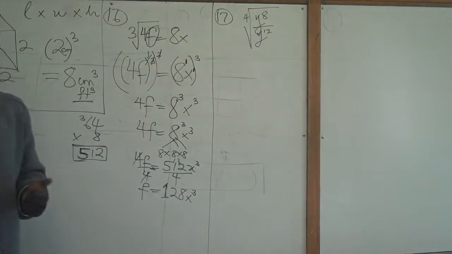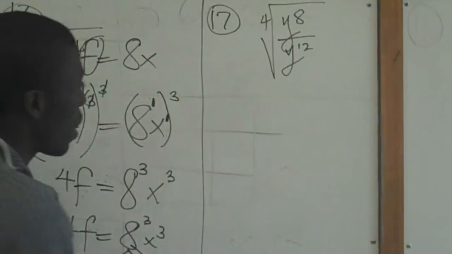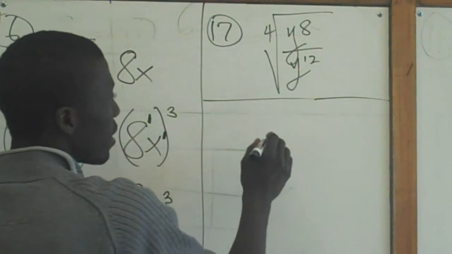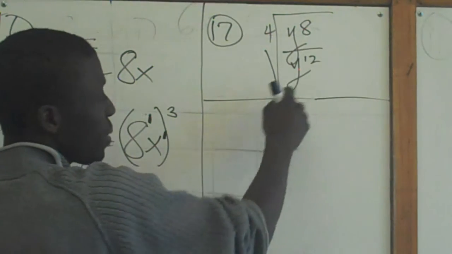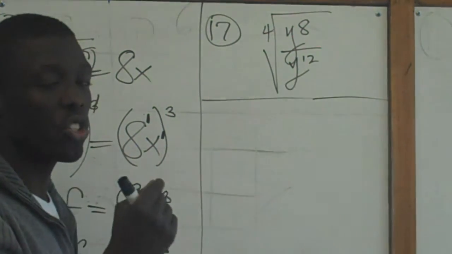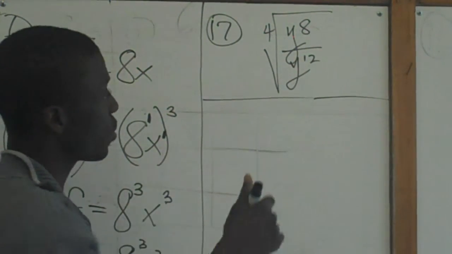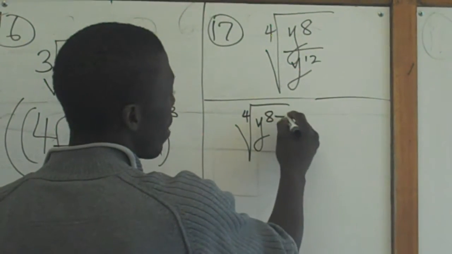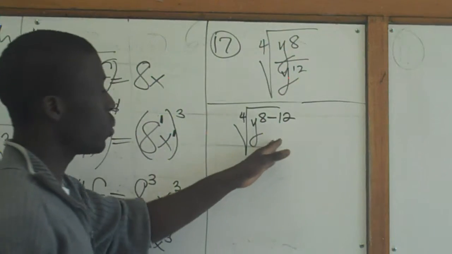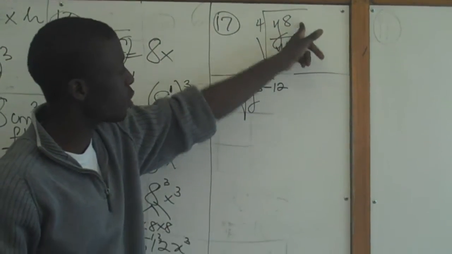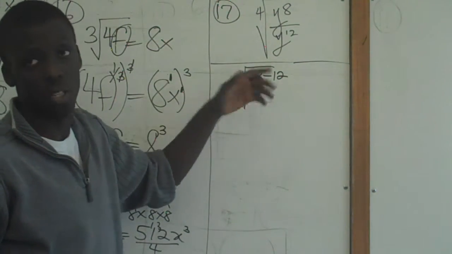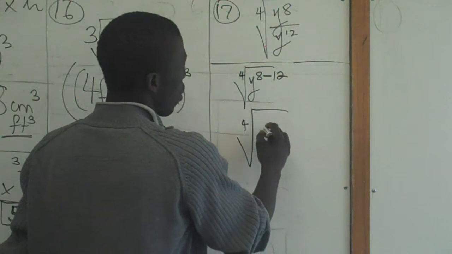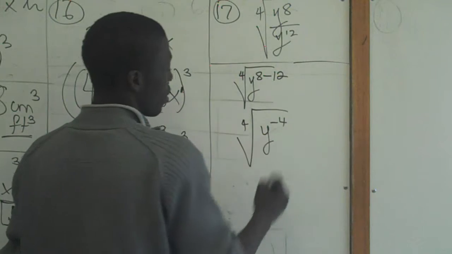The 4th root of y to the 8th divided by y to the 12th. The first thing you need to remember is that the laws of indices tell us that whenever something is divided by something else and they have the same base, you can subtract the exponent of one from the other. So the 4th root of y to the 8th minus 12. That's what you do, because you can bring this 12 up to the top and take it away from the exponent of the one that was on top. And so now you simply have the fourth root of y to the negative fourth.